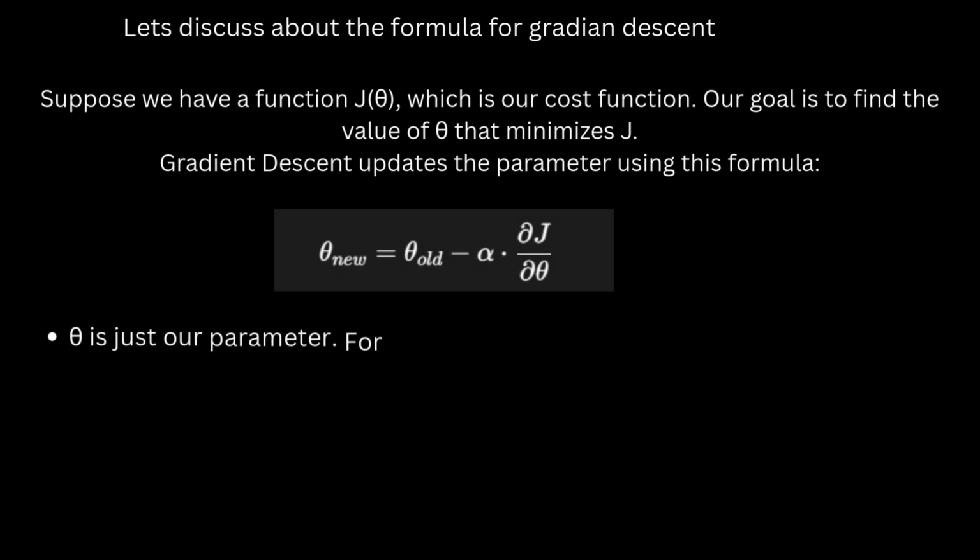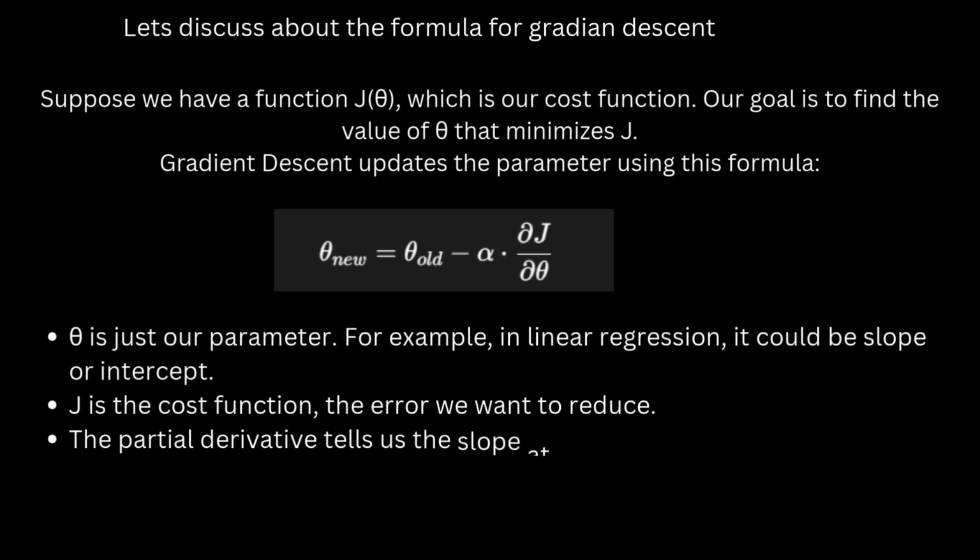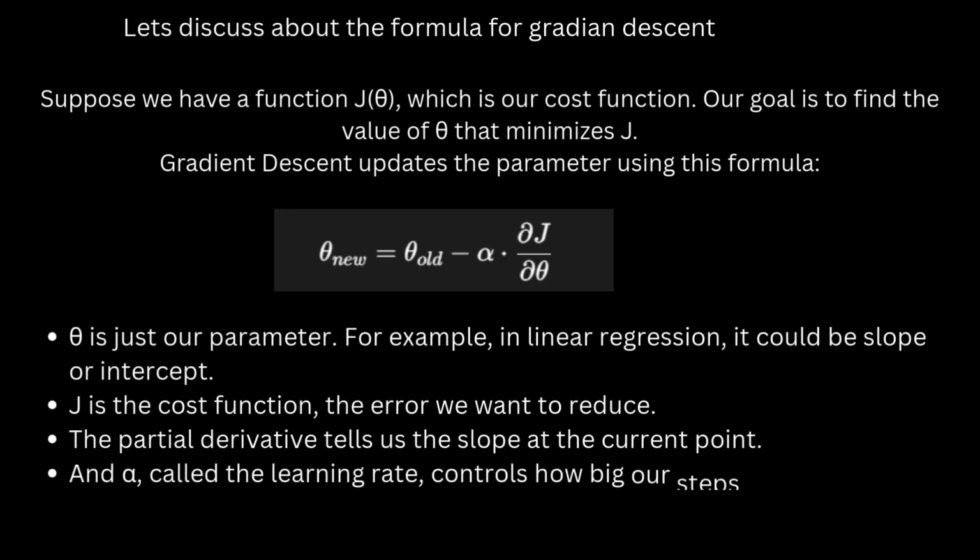Now it's the math part, right? Let's bring in a little math, but don't worry, I will keep it simple. Suppose we have a function J of theta, which is our cost function. Don't get confused. Our goal is to find the value of theta that minimizes J. That's what we are practically doing, right? So theta new will be equal to theta old minus alpha times the derivative of J with respect to theta.